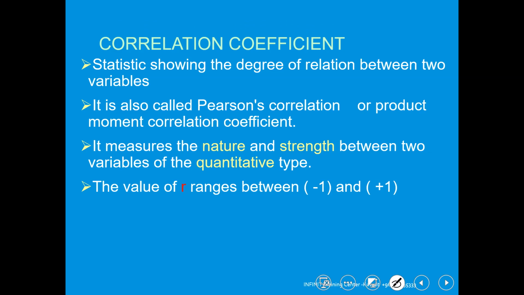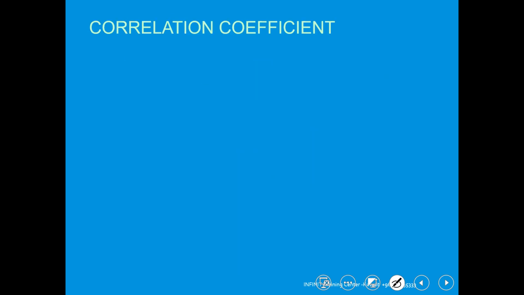The statistic showing the degree of relationship between two variables, that is what a correlation coefficient is. It is also called Pearson's correlation or product moment correlation coefficient. It measures the nature and strength between two variables of quantitative type. So correlation is actually telling you the nature and strength between two variables. And it is denoted by R, and this R ranges between -1 and +1, as we discussed in the previous slide.